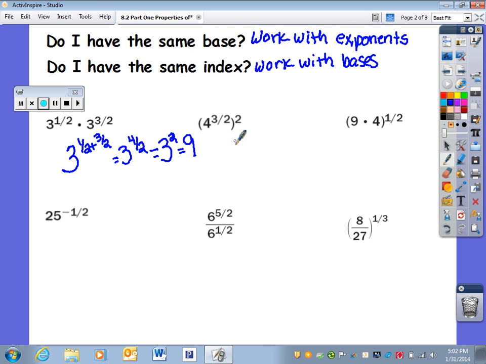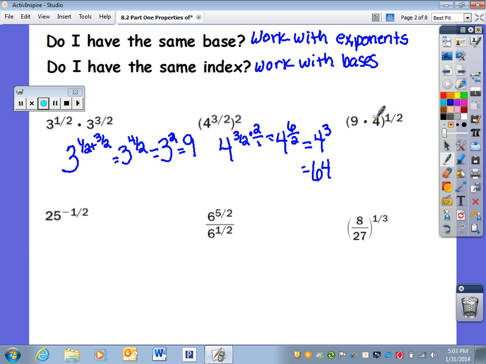If we take a look at the next example using our properties of exponents, our base is 4. Our exponent is 3/2, and it's raised to another power, which is 2. So that's going to be 2/1. So remember, what we can do with our fractions is we can multiply them. So when we multiply the numerators and the denominators, this is going to be 6/2. 6/2 as a fraction simplifies to 3, and 4 then to the 3rd power would be 64.